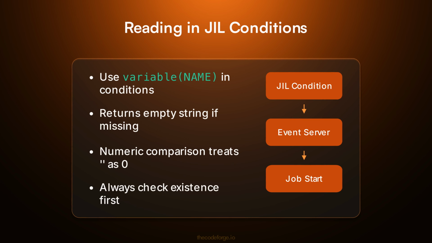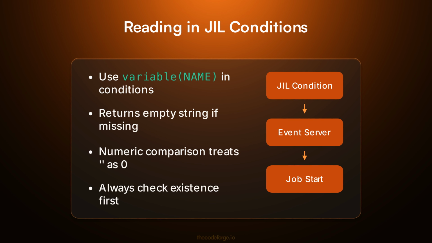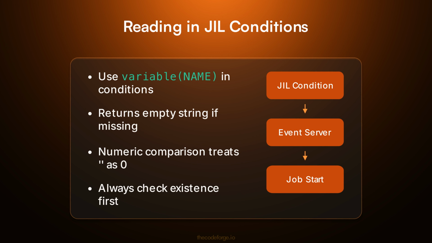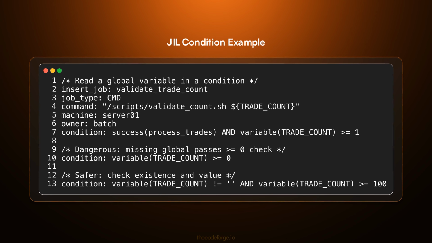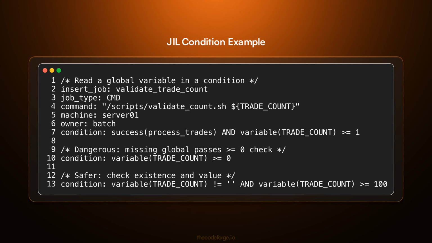You can reference global variables in JIL conditions using the variable function. But beware: if the variable doesn't exist, it returns an empty string, not an error. In numeric comparisons, that empty string is treated as zero, which can cause false positives. Here's a JIL condition that reads a global variable. The dangerous version passes if the variable is missing. The safer version explicitly checks existence first.